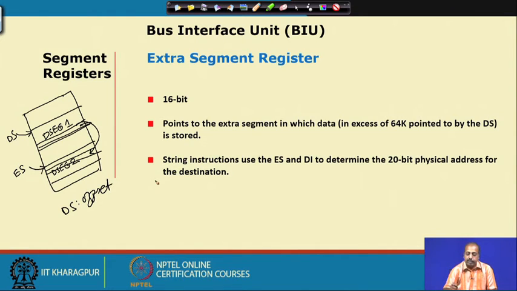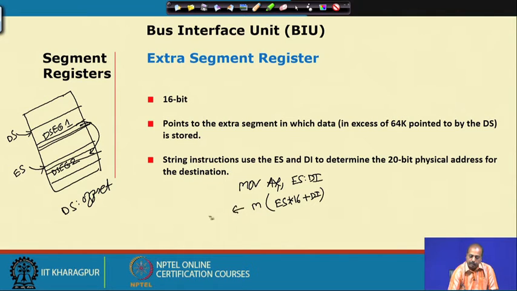The string instructions have this type of application, but in general I can say like MOV AX comma ES colon DI. So, we can have instructions like this. That way the ES extra segment register multiplied by 16 plus DI, the content of that particular memory location will be coming to the AX register. This has a particular usage in the string instructions that we will see later, but otherwise also you can use this extra segment register.